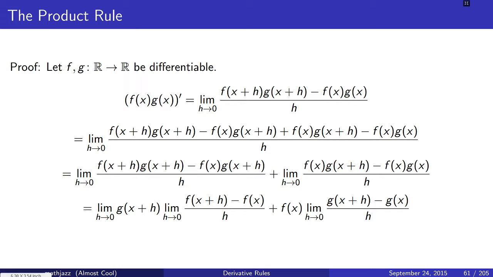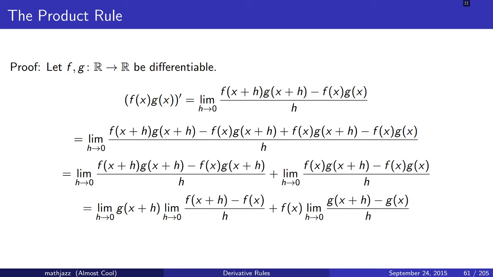The limit as h goes to 0 of g of x plus h times the limit as h goes to 0 of f of x plus h minus f of x over h plus f of x times the limit as h goes to 0 of g of x plus h minus g of x over h. And we notice that the first limit, the furthest left limit on this expression, is g of x because g is continuous, since g is differentiable. The second limit is the definition of the derivative of f of x, and the third limit is the definition of the derivative of g of x.